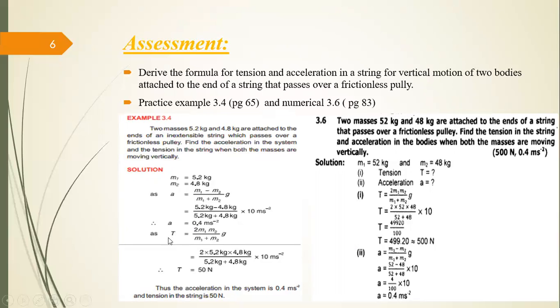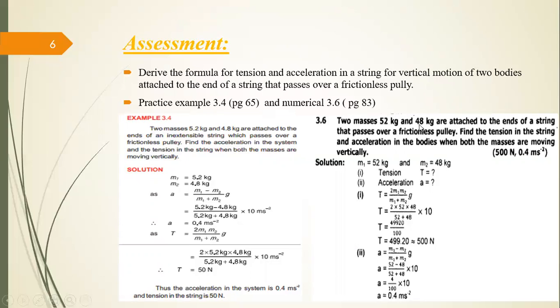And what is the tension? You can find the tension by this formula. Put the values of m1 and m2 in the formula of tension and calculate it. You will get tension equal to 50 newtons. So thus the acceleration in the system is 0.4 meter per second square, and the tension in the string is 50 newton.